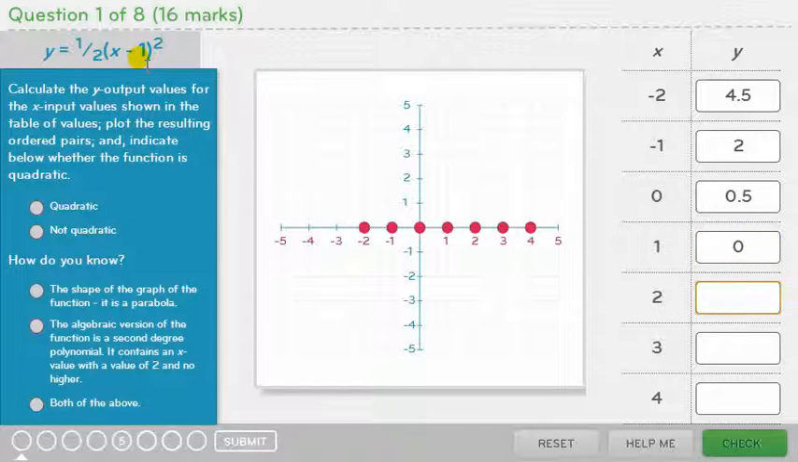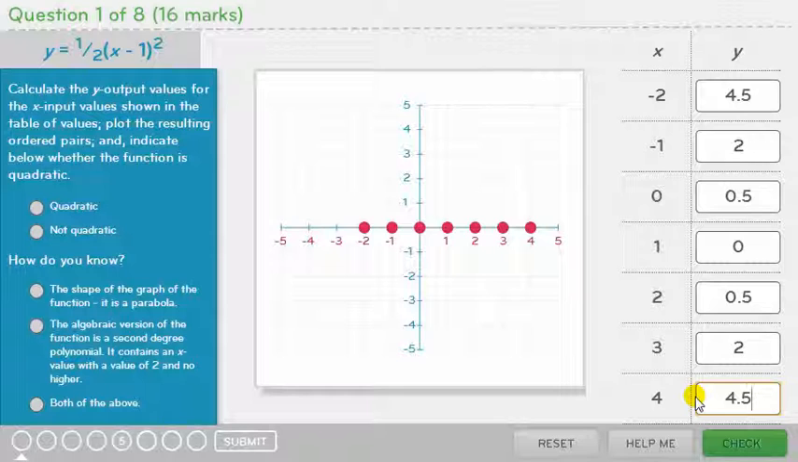2 minus 1 is 1. 1 squared is 1. 1 times 1/2 is 1/2. Now for x equals 3. 3 minus 1 is 2. 2 squared is 4. 4 times 1/2 is 2. And lastly, when x equals 4, 4 minus 1 is 3. 3 squared is 9. And 9 times 1/2 is 4.5.